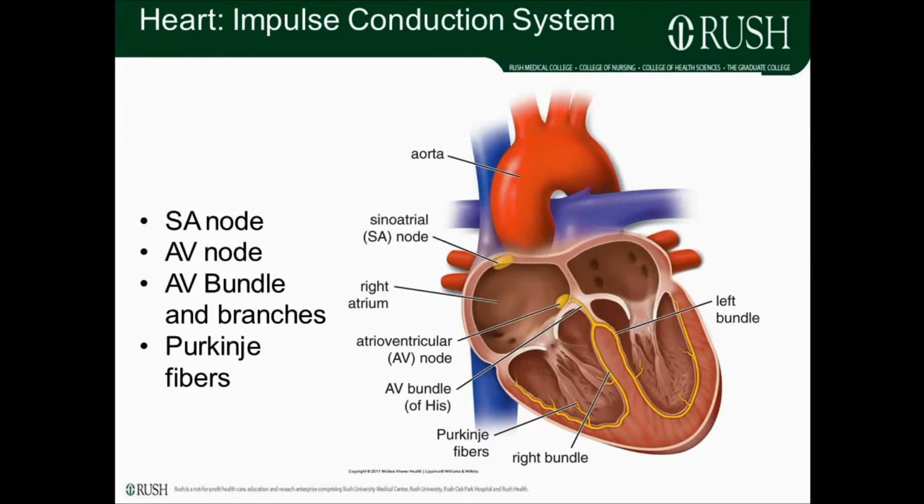The heart impulse conduction system consists of the sinoatrial node, the atrioventricular node, the atrioventricular bundle and branches, and the Purkinje fibers. We will be able to look at these Purkinje fibers in more detail, both in this presentation and in laboratory.